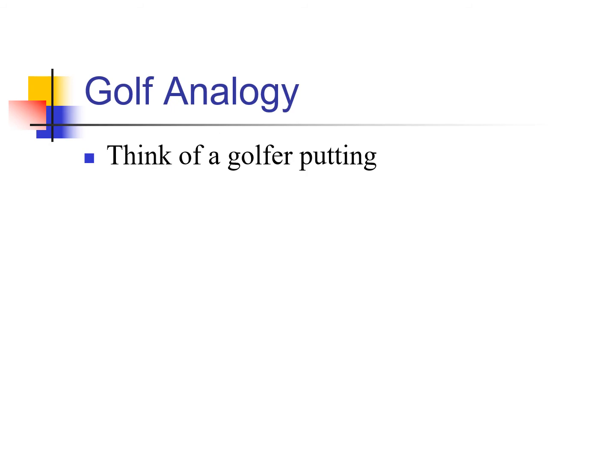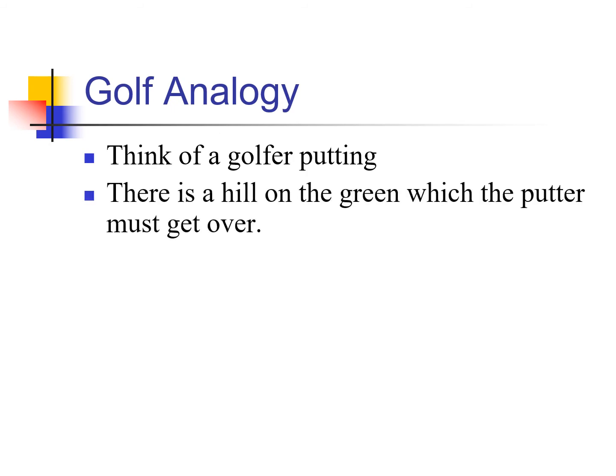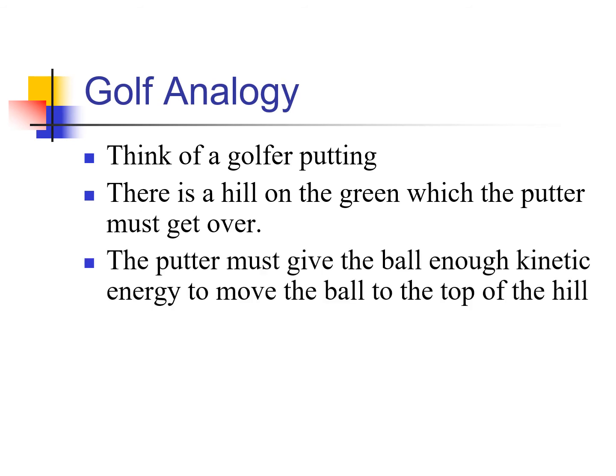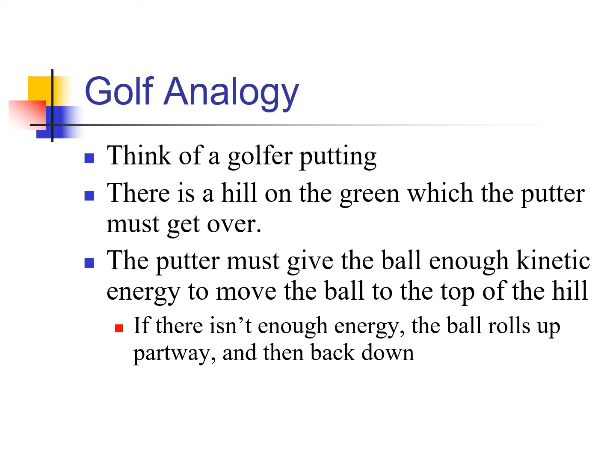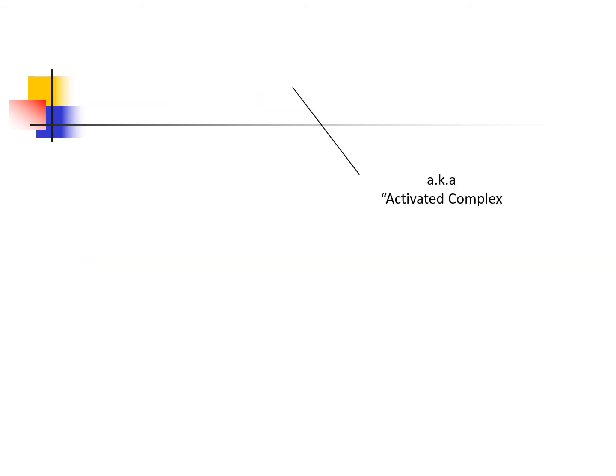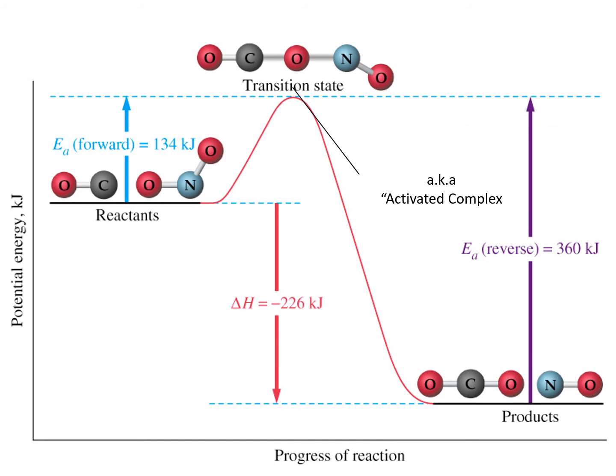And kind of a golf analogy, so think about a golfer putting. There's a hill over the green that the putter must get over. The putter must give the ball enough kinetic energy to get it at least to the top of the hill for it to have any chance of making it to the green. If there isn't enough energy, the ball rolls partway up, then back down. So we see something like this. We have a certain amount of energy for our reactants, a certain amount of energy for our products, and then we have to give it a certain amount of energy. From the reactants to the highest point, that is your activation energy amount.